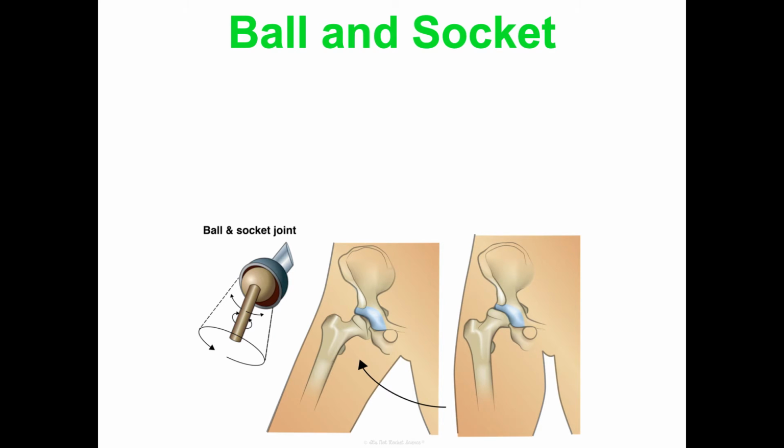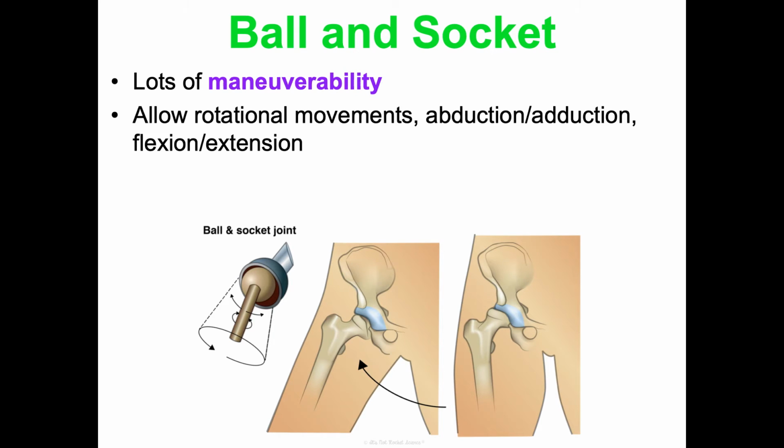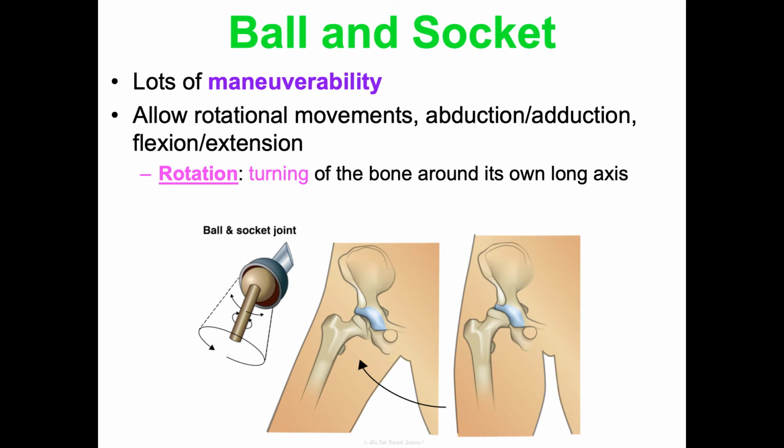All right, and then your ball and socket. This allows so much maneuverability. You can do rotational movements, abduction and adduction, like we did when we were lifting our arms, the flexion and extension. That rotation is just the turning of your bone around its own long axis. And these are your shoulder and your hip joints.